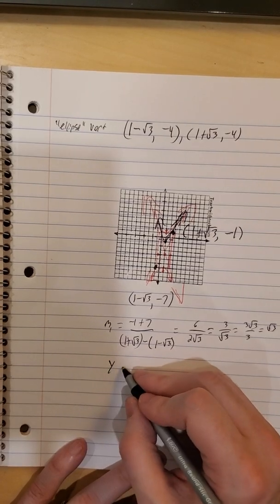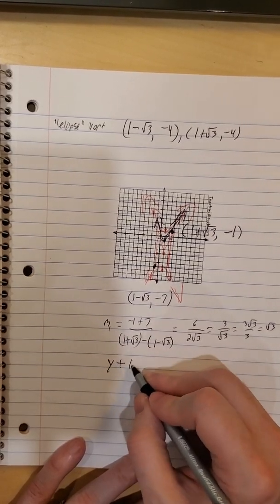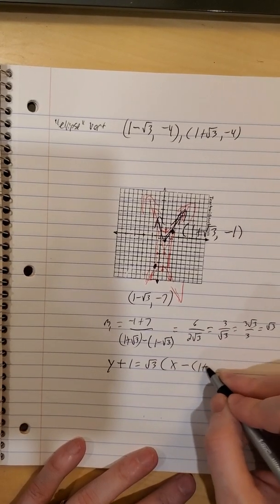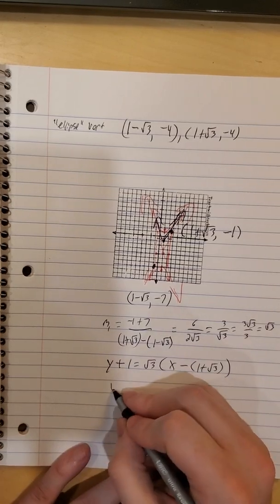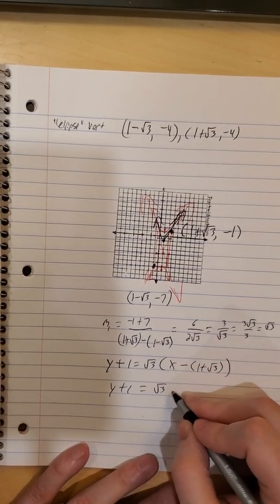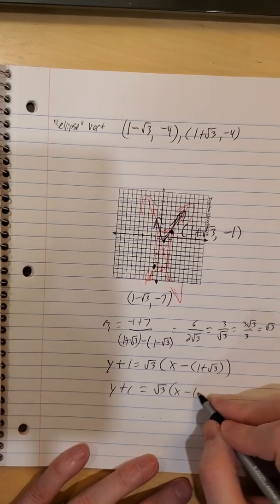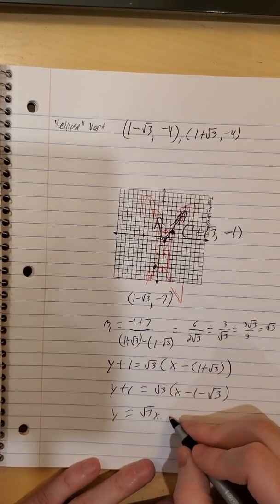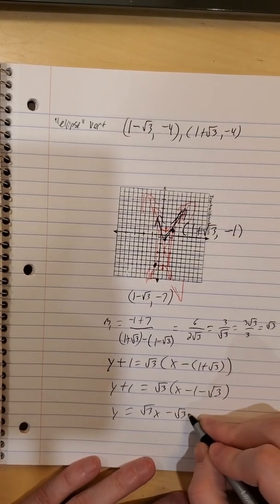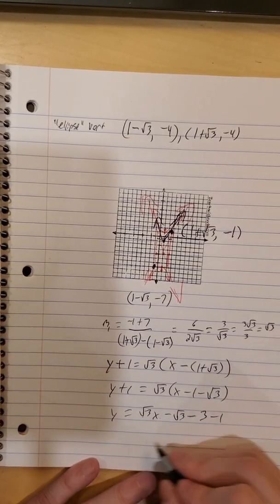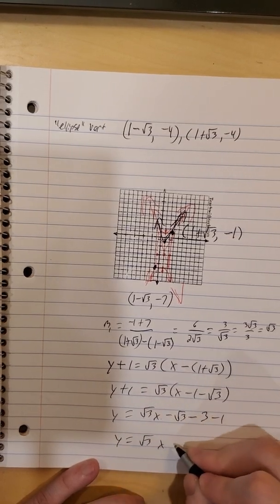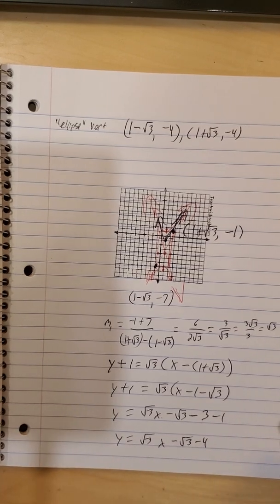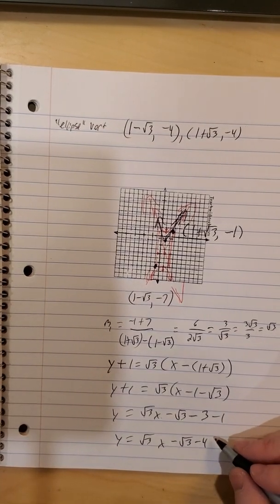So then change in y is slope times change in x. So y plus 1 is root 3 times change in x. So y plus 1 is root 3 times (x minus 1 minus root 3). So y equals root 3 x minus root 3 minus 3 minus 1. So y is root 3 x minus root 3 minus 4. So that's one of our two asymptotes.